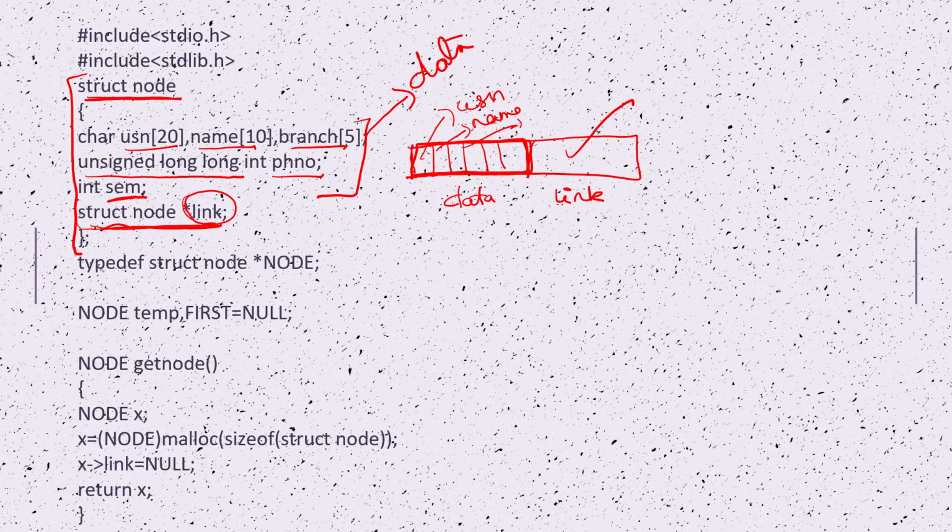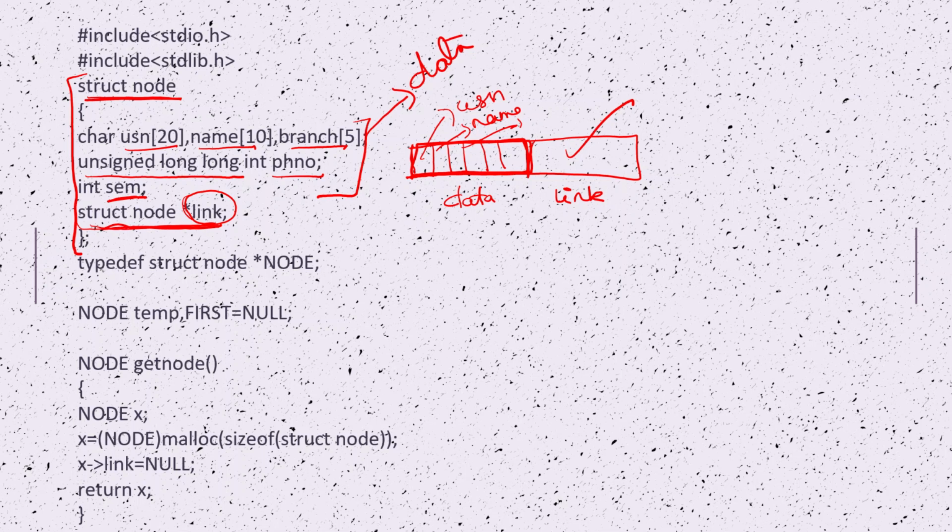But what is this? When you're storing the link part, the link part will contain the address of the next node. That is why it is a pointer. I hope you remember that a pointer does not have a data type of its own. It will take the data type of the value that it is pointing to. So here, the pointer will store the address of the next node, so it will take the node information itself. That is why it goes like this.